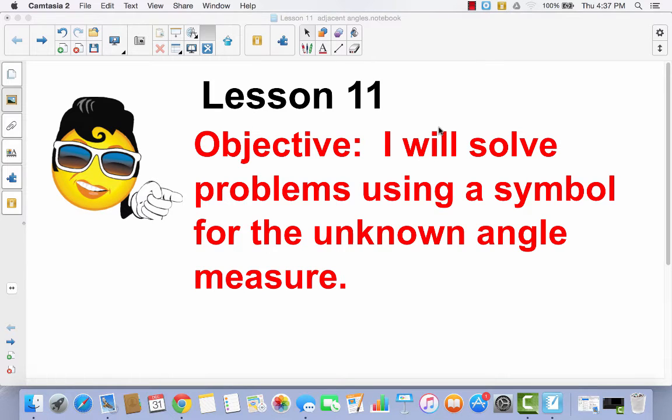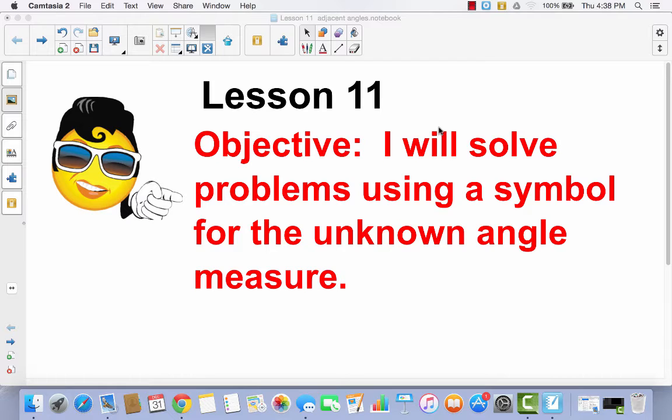Lesson 11: I will solve problems using a symbol for the unknown angle measure. In Lesson 10, we started learning how we could solve problems without using a protractor if we knew part of two adjacent angles, or two angles that were side by side. Today we're going to continue to expand on that.